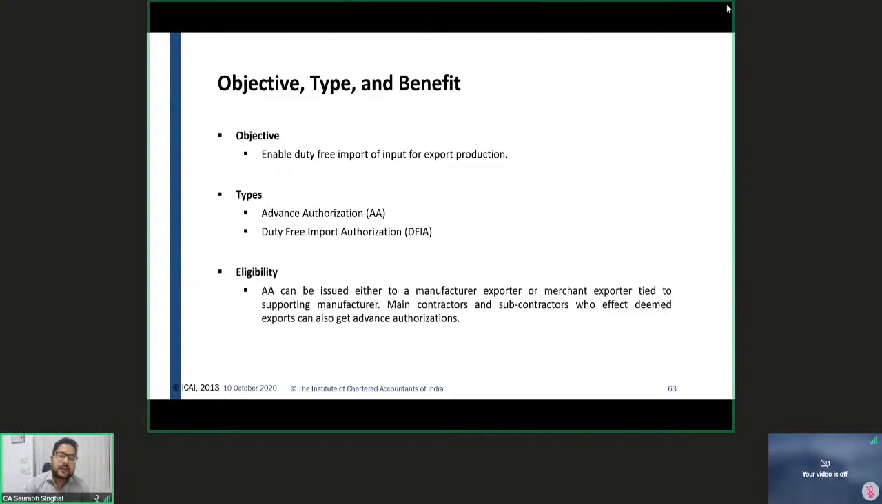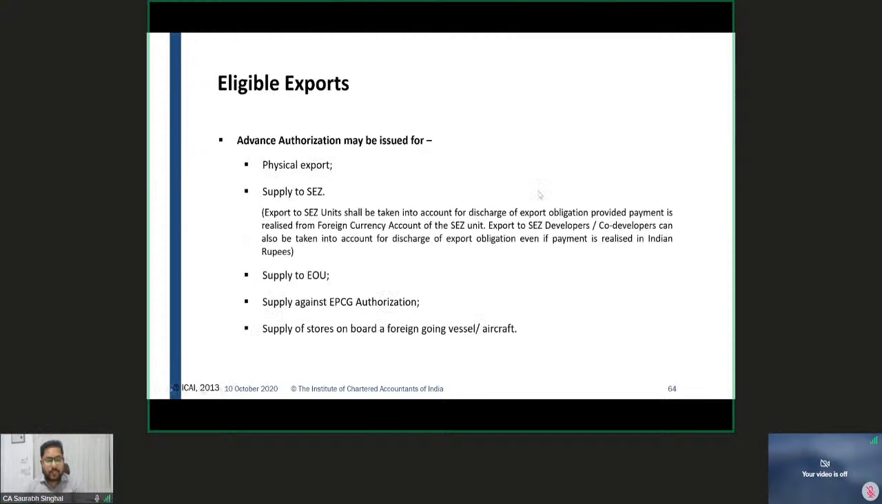Now, what is the eligibility? Eligibility is to a manufacturer. It is also eligible to supporting manufacturers. So we will for now ignore supporting manufacturers, another category. Basically, it is a manufacturer. Now, what all types of exports are eligible for advance authorization? Normal physical export is eligible. Even supplies to SEZ are eligible, which was not there in the case of MEIS and SEIS, but it is there here. Which was there in the case of section 75 drawback, but not in the case of section 74 drawback. Because this is akin to section 75, it is there here.